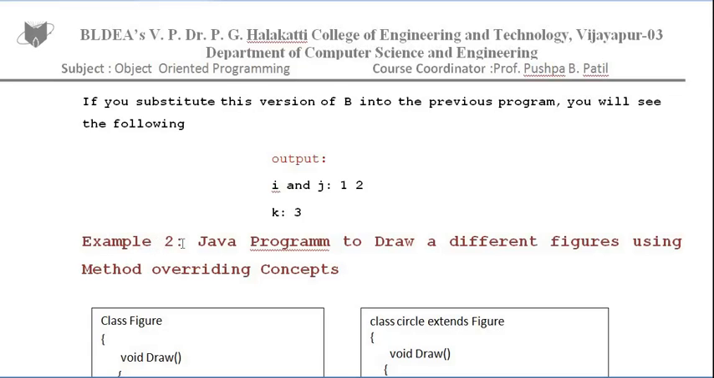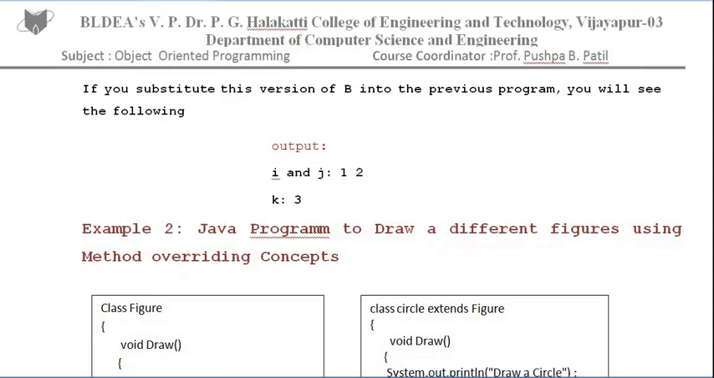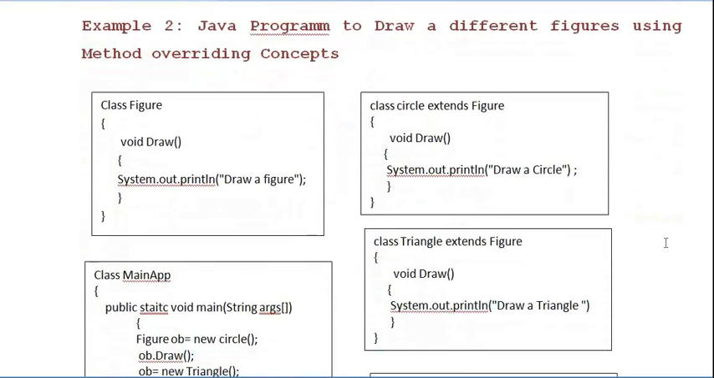So I'll take one more example, that is a Java program to draw different figures using the method overriding concept. Draw different figures means if I want to draw a circle, a rectangle, a hexagon or a triangle, or two-dimensional figures, any type of that. So what I'll do here is create a class called Figure. This Figure class is a general class. As you know, in inheritance the superclass always gives the general meaning and the derived class gives the specific meaning. So this class is a general class, that is Figure.